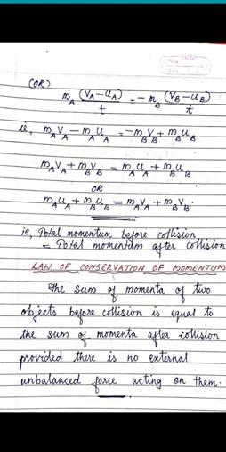That means, see the left hand side, that is the total momentum before collision that we have already calculated. Right hand side is the total momentum after collision. So it is proved that total momentum of two objects before collision is always equal to its total momentum after collision. So we can state the law of conservation of momentum like this: the sum of momenta of two objects before collision is equal to the sum of momenta after collision, provided there is no external unbalanced force acting on them. This is the statement of the law of conservation of momentum.